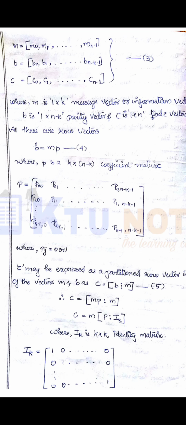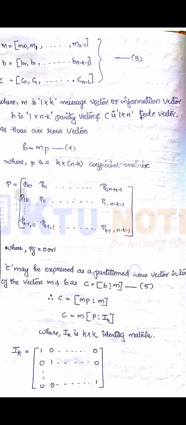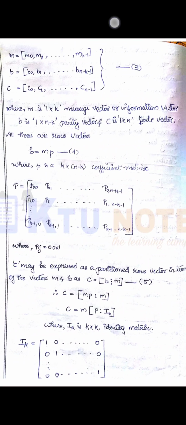So Pij is equal to 0 or 1. If it is dependent on the message, it will become 1. If it is independent of the message, this becomes 0. So b equals mP is an important equation, and we have a coefficient matrix P. Okay, and this is the equation for the parity bits b.